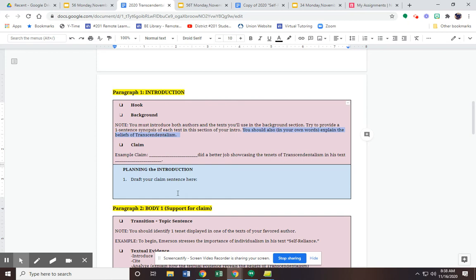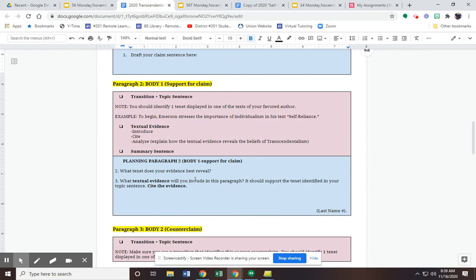And then again, finally, is your claim. This you can just fill in, and if you want to jazz it up, please do so. But Blank did a better job showcasing the tenets of transcendentalism in his text blank. So like Ralph Waldo Emerson did a better job showcasing the tenets of transcendentalism in his text Self-Reliance. Okay, that is like your bare bones claim. But again, if you want to make it a little more stylish, go for it. Just make sure it includes those things.